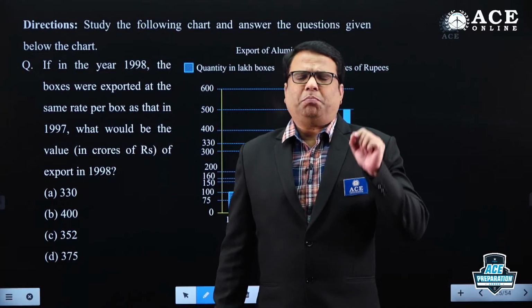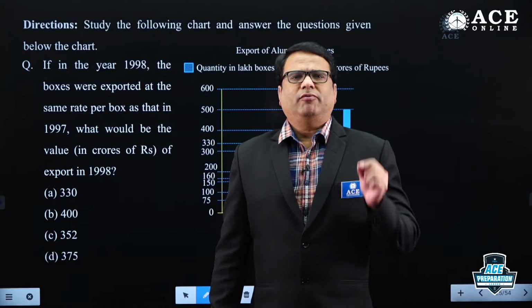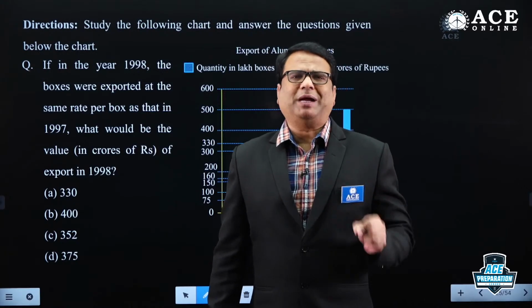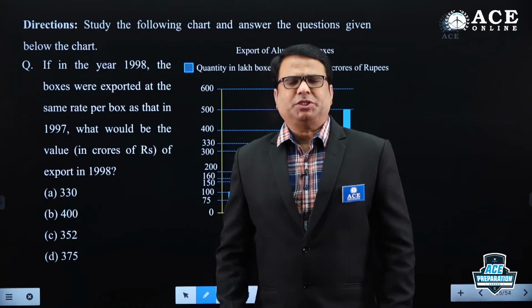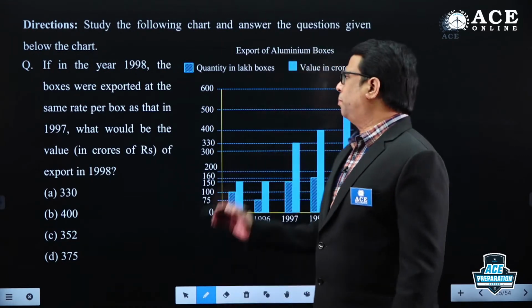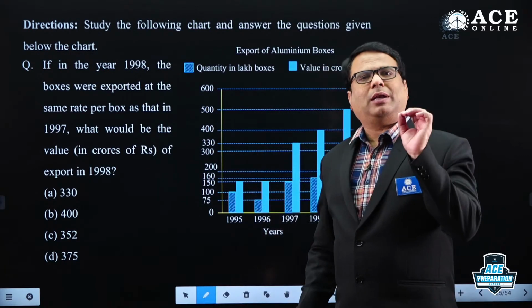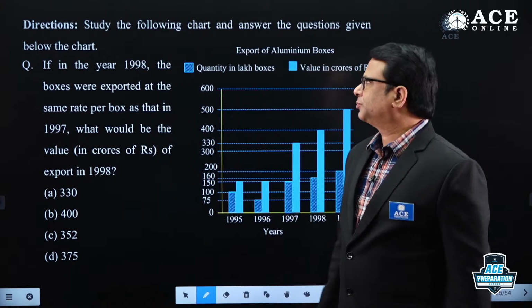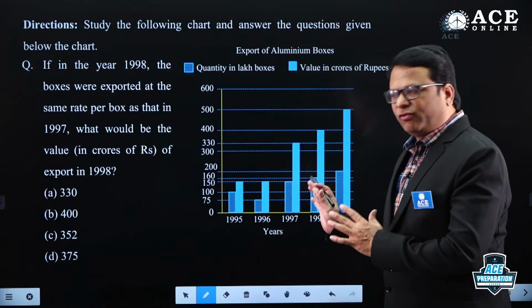In data interpretation part 1, we have discussed tables and pie charts. And in this session, we are going to discuss bar graphs and also line graphs. Okay, so let us start with bar graphs. Now, go through this data carefully.